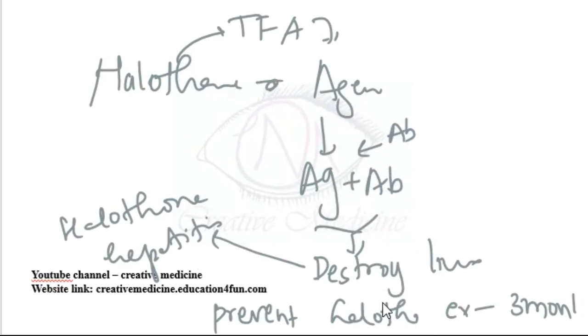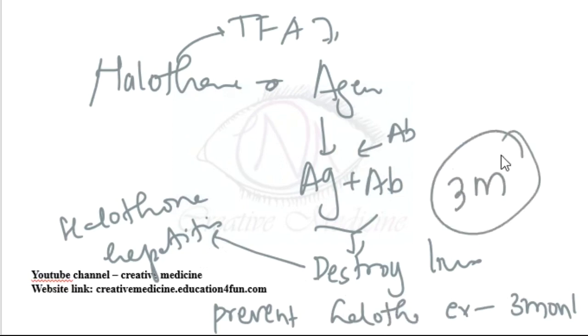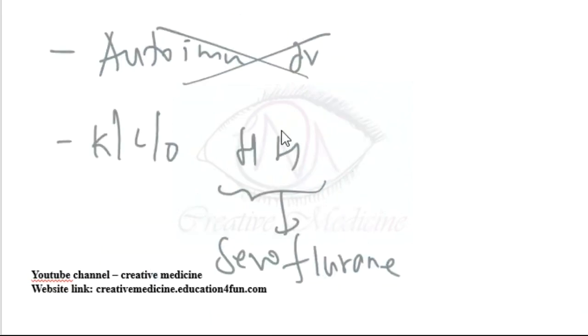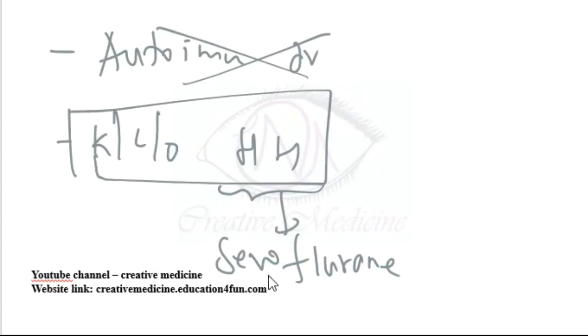So here we should avoid frequent exposure to halothane. There should be at least 3 months of interval for exposure to halothane again, and it should be avoided in autoimmune conditions. If a patient has a known case of halothane hepatitis, then the inhalation anesthetic of choice is sevoflurane.